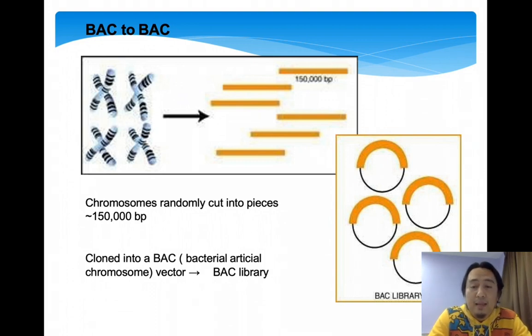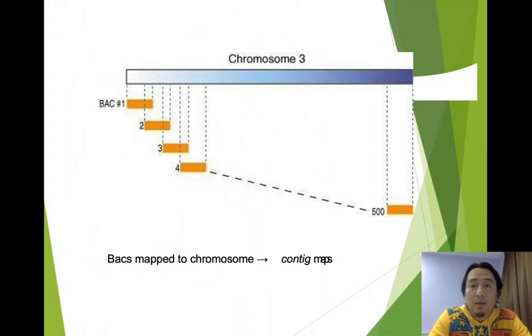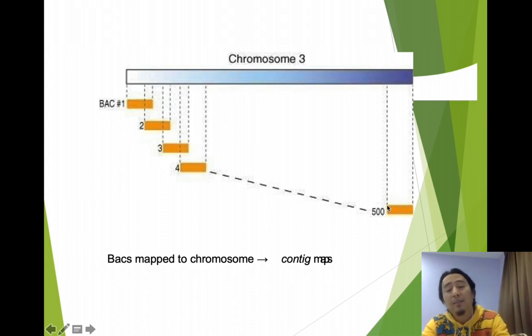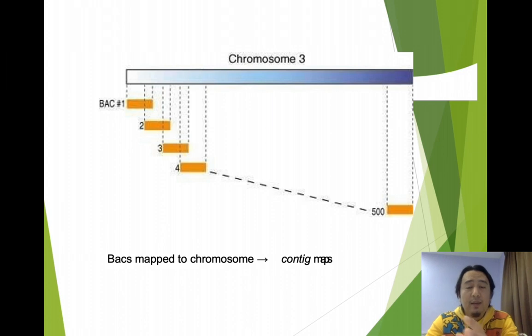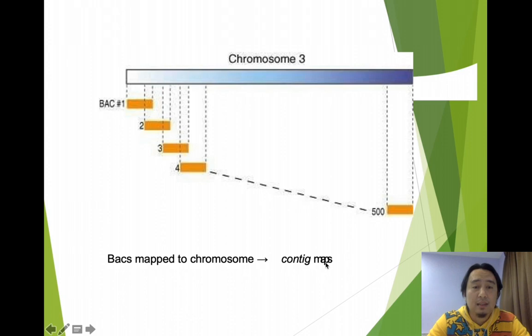So from this BAC library, okay, this is the more details one lah. So chromosome, for example, chromosome number 3. So potong. So for example, dia ada 500 fragments. So 500 fragment ni tadi dia akan masukkan ke dalam BAC vector lah. So each fragments we call it contig maps, right? Contig maps. This is one contig fragment, right? So on and so forth.